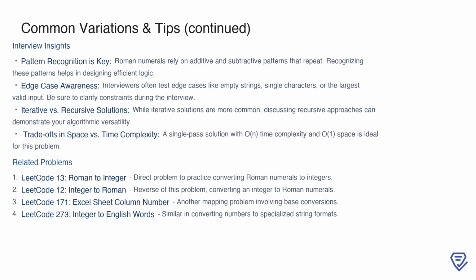For further practice, you can explore related problems such as LeetCode 13, which is the direct Roman to integer conversion, LeetCode 12, which reverses the process by converting integers to Roman numerals, or even LeetCode 171 and 273, which involve mapping numbers to specialized string formats.